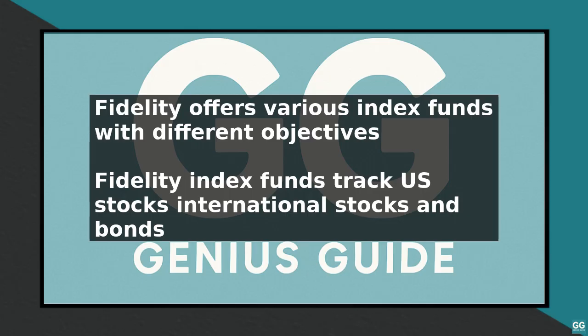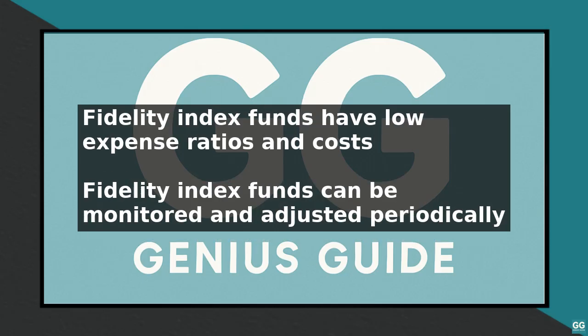You can also set up a systematic investment plan, which allows you to invest a fixed amount of money at regular intervals. It is crucial to monitor and adjust your portfolio periodically to ensure it remains aligned with your investment objectives. You can use Fidelity's online tools and resources to track your investments and make changes as needed.